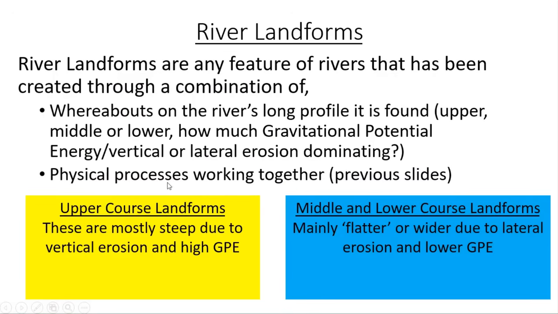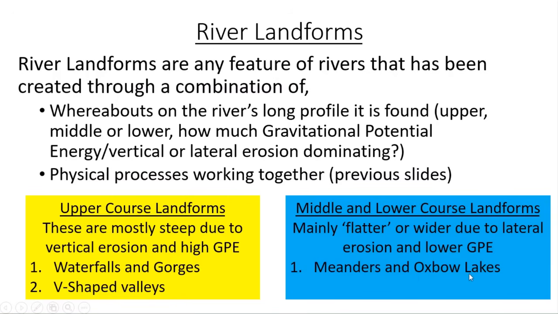So our upper course landforms, the steep ones because of more vertical erosion, are waterfalls and gorges and V-shaped valleys. Whereas the middle and lower course landforms, with flatter, wider, a little bit less dramatic, they are meanders and oxbow lakes, and floodplains and levees. So we're going to get onto these.